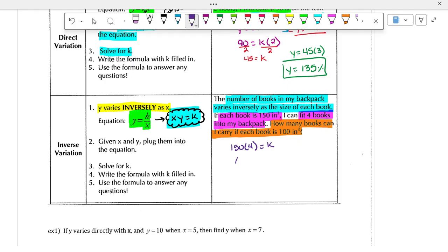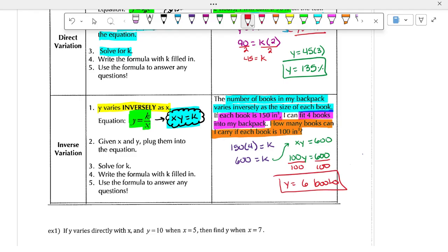600. Good. So 600 is equal to k. Thus, that means x times y is equal to 600. So how many books can I carry if each book is 100? So I have 100y is equal to 600. How do I solve for y? Divide by 100. So y would equal to what? You can fit 6 books. Pretty easy, right? It's really not too bad.